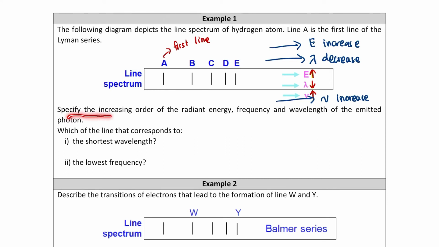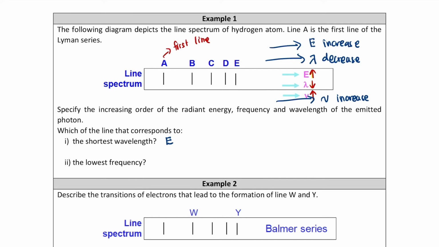Okay, so next kita tengok specify the increasing order of radiant energy, frequency and wavelength of the emitted photon. Which of the line that correspond to the shortest wavelength? So the question asks us which of the line A, B, C, D, E ni yang wavelength dia paling rendah. Okay, so dekat sini dia dah bagi clue. Wavelength paling rendah adalah yang ke kanan. Okay, makin ke kanan wavelength makin rendah. So that means our answer here should be line E. Okay, so line E adalah line yang paling pendek wavelength.